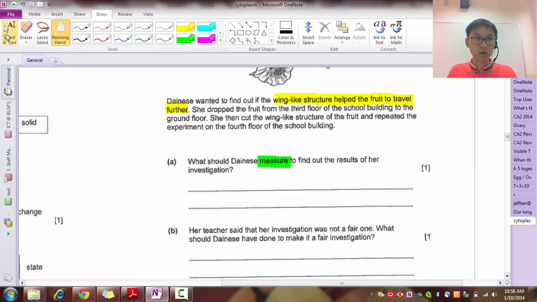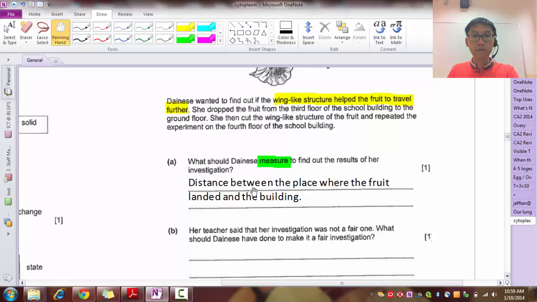Okay, so this is how you should structure your answer. So she should measure the distance between the place where the fruit landed and the building. So that's what that distance is. Okay, now if you cannot imagine it, I'll just draw it up. So let's say this is the building where she dropped the angsana fruit. So basically when she dropped the angsana fruit, it will fly, right? And then where the angsana fruit lands, sorry, this will be the distance that she should be measuring. Distance from here to here. What is the distance? Okay, so that's what she should be measuring.